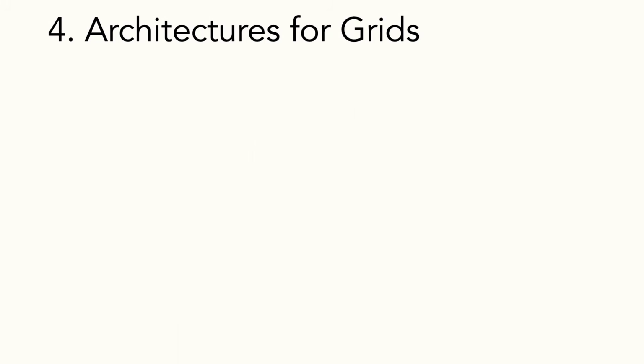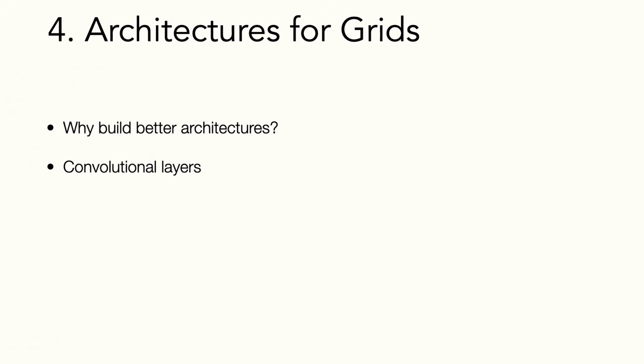So what that's going to look like today, first we're going to have a broader discussion about why we want to build better architectures and what makes an architecture better. And then we're going to do a bit of a deep dive on convolutional layers as one specific mechanism you can build into an architecture, one that works particularly well for grids. And this might be a review for some of you, but we're still going to spend some time on it. Then we're going to talk a bit about pyramids and the idea of receptive field.